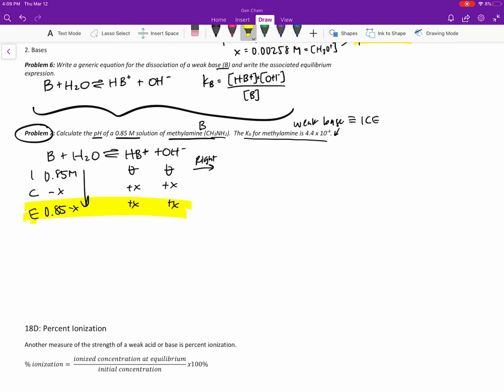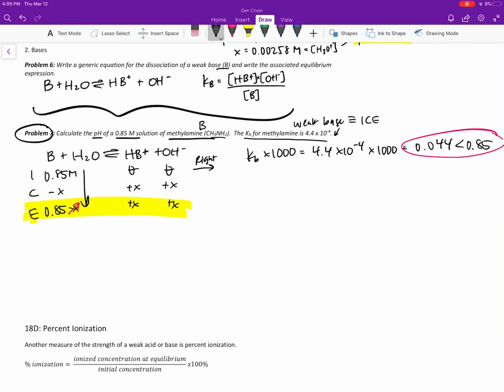Now I have my Kb value I can plug in, but we learned about a rule last time that if our Kb multiplied by 1,000 is less than the starting amount, the initial concentration that we're given, that we can ignore the minus x that's in that equilibrium row. So I'm going to take my Kb, multiply it by 1,000, and I get this value, and I see that it's much smaller than 0.85, which means I can go ahead and remove the minus x.